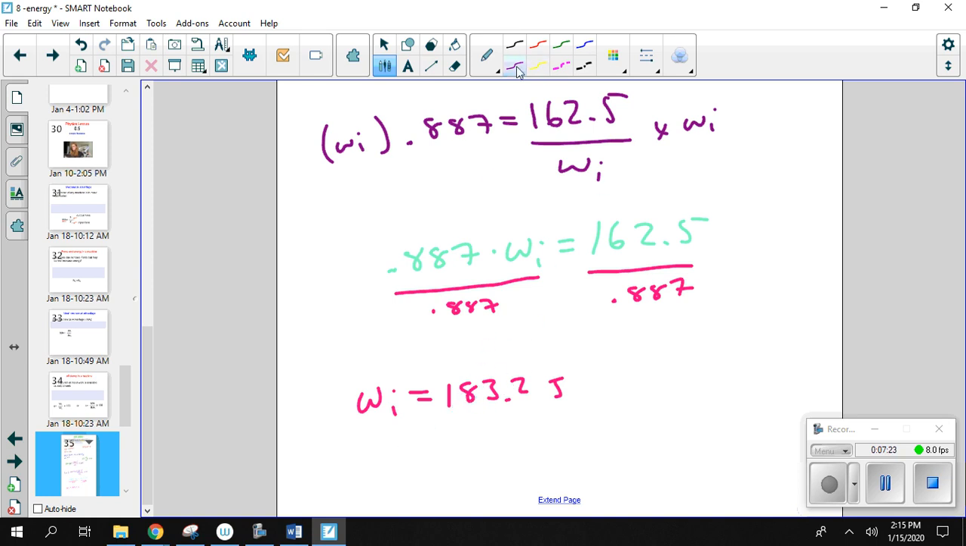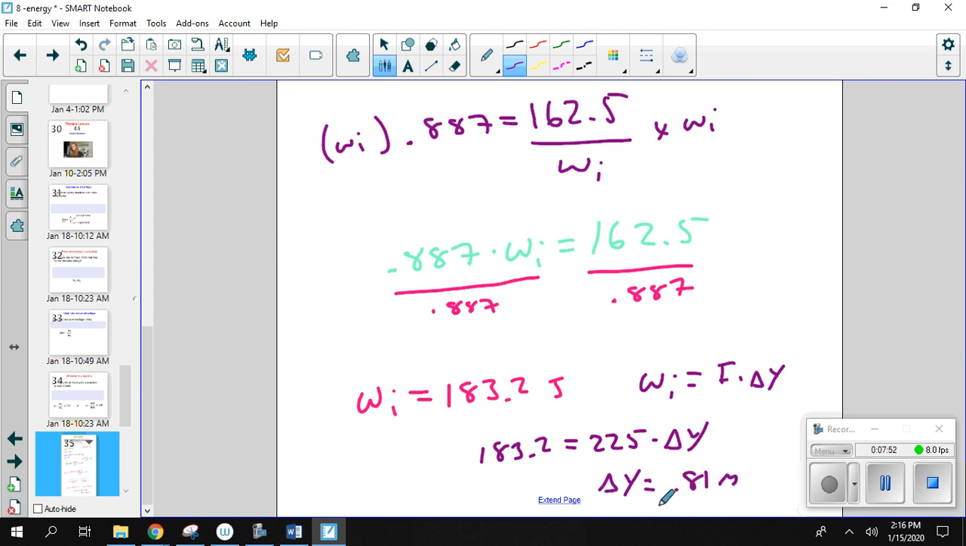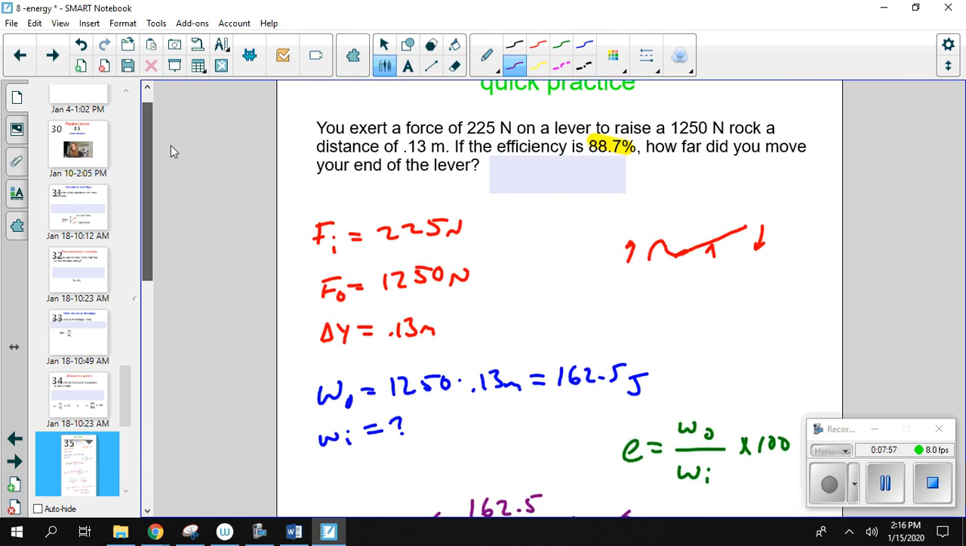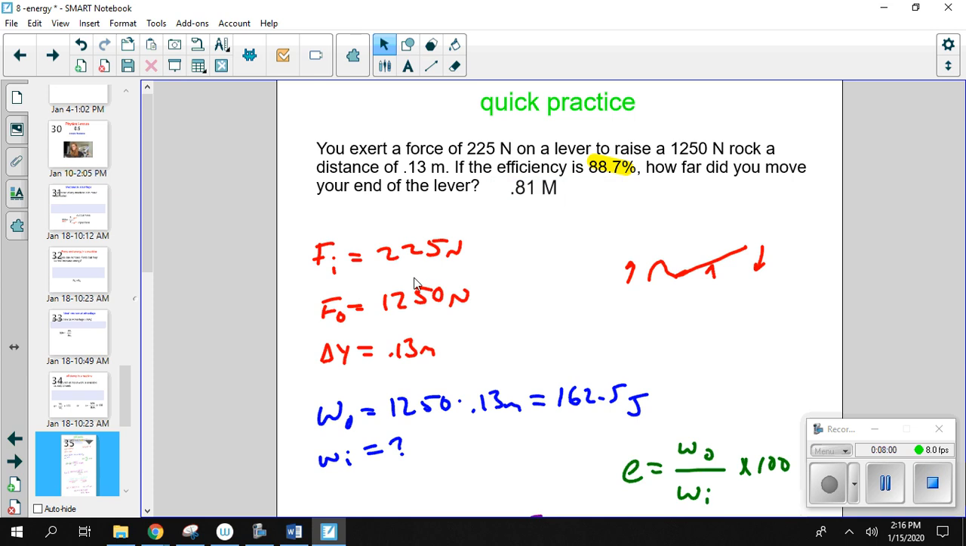So then, one last step here. This work in should again equal our force times our distance. So 183.2 equals the effort force that we are putting in, 225, times our delta y, which should be 0.81 meters. All right, good times. Go back up here, check our answer, make sure I didn't miss anything.